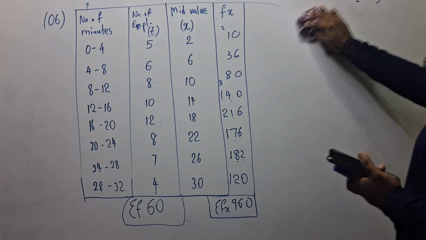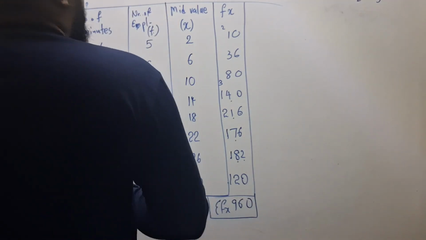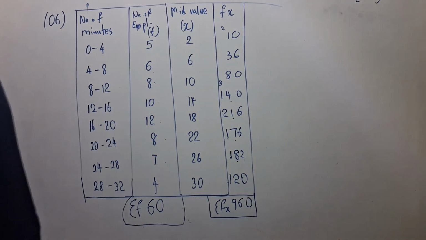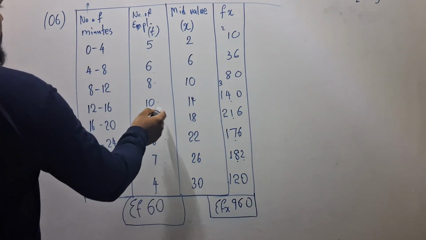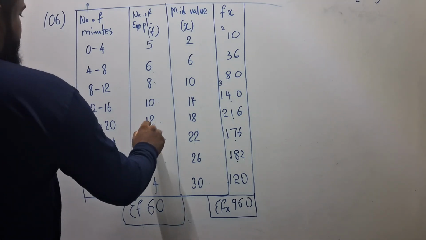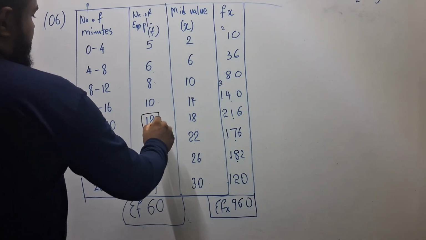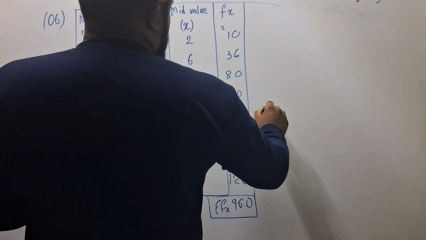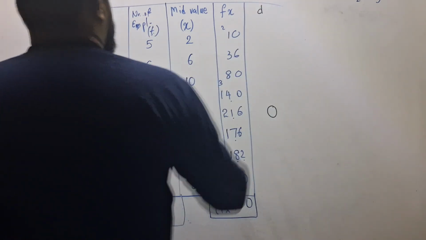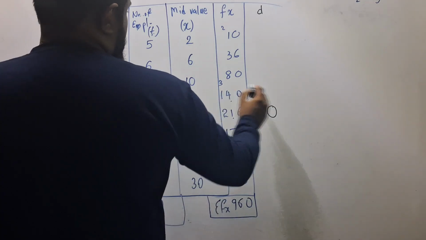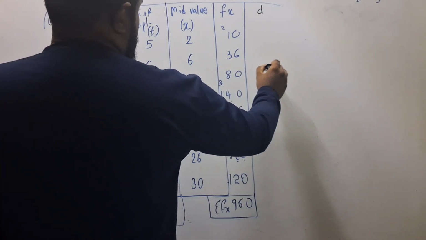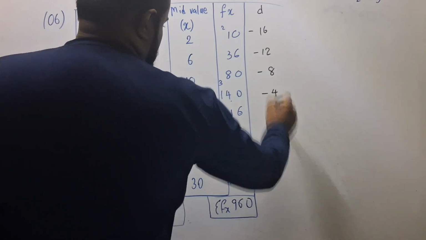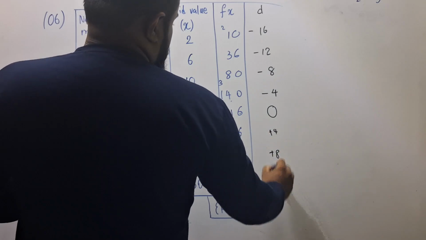Now we are using the deviation method. To do that, first we need deviation. To find deviation, what do we need? We need the modal class, the mid value of the modal class. What is the mode here? The modal class is 12 to 16, so the mid value is 18, so we assume it as 0. D. Then we find the difference. 18 and 14 difference is minus 4, 18 minus 10 is minus 8, 18 minus 6 is minus 12, 18 minus 2 is minus 16. Downwards also: plus 4, plus 8 and plus 12.